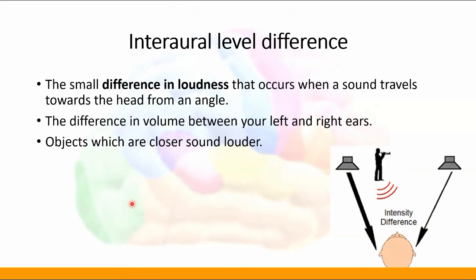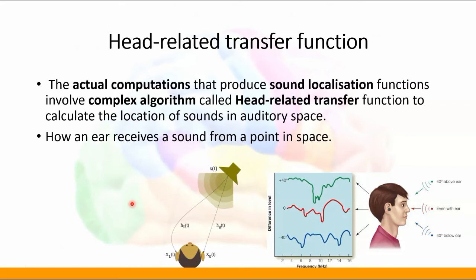Other than the above cues, the auditory system also locates the sound in auditory space. To localize the sound in auditory space, a complex algorithm is involved, which is the head-related transfer function, also known as an anatomical transfer function. It characterizes how an ear receives a sound from a point in space. These are the cues that determine sound location in our magnificent auditory system.